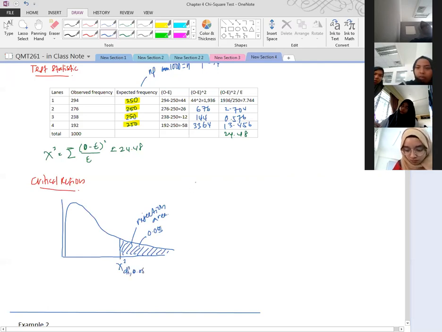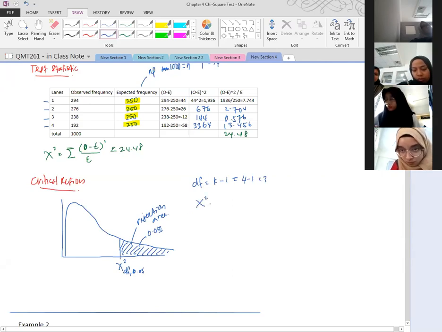0.05. The degree of freedom is k minus 1. So how many k do we have? We have 1, 2, 3, 4. We have 4 lanes, right? So we have 4 categories. 4 minus 1 should be equal to 3. So the chi-square that we want to find has degree of freedom equal to 3, at 0.05.